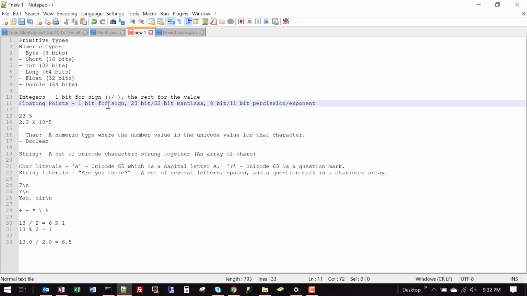The reason I'm bringing it up isn't just so you can be good at Jeopardy, but it helps us understand, first of all, why there's a difference between integers and floating points. They're fundamentally stored differently in the computer. And then it's going to help us understand an important concept we have inside of Java, which is promotion.